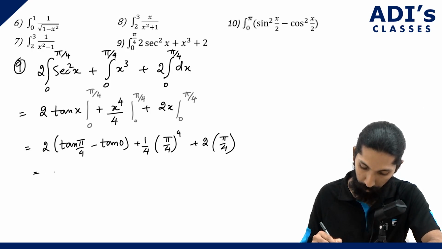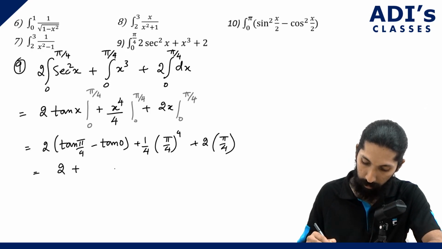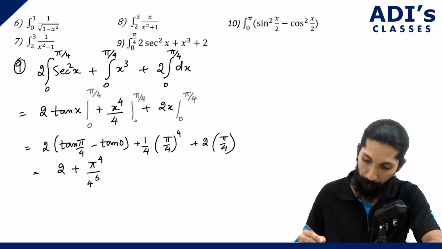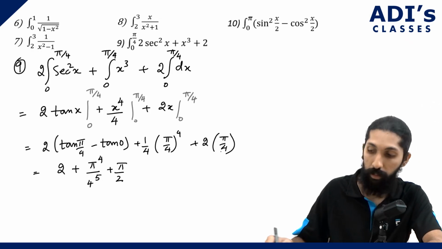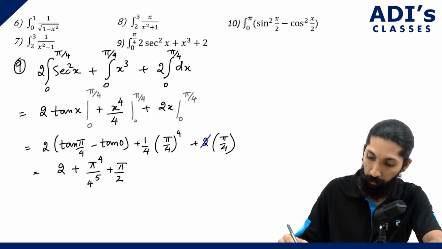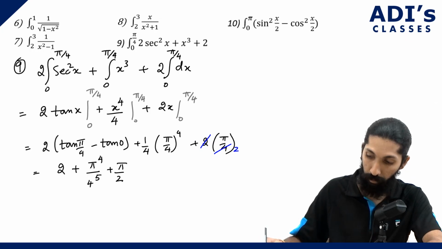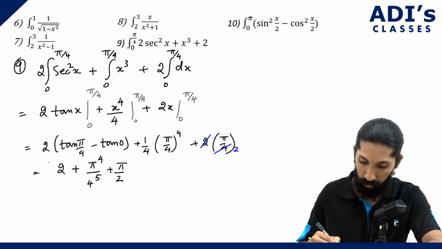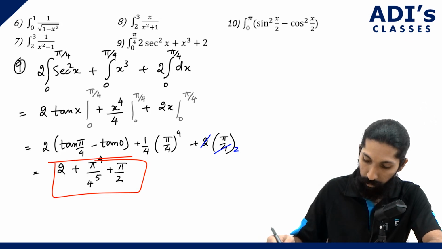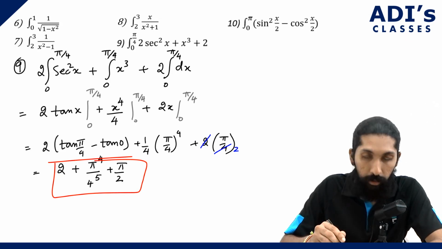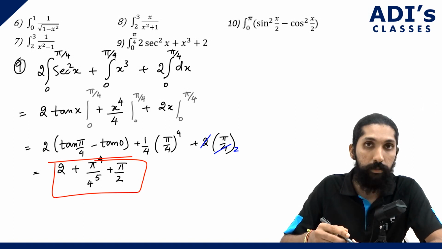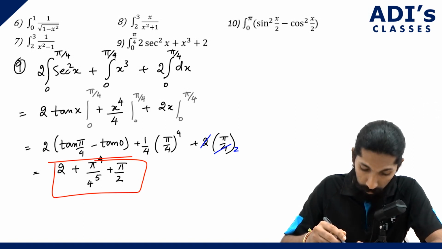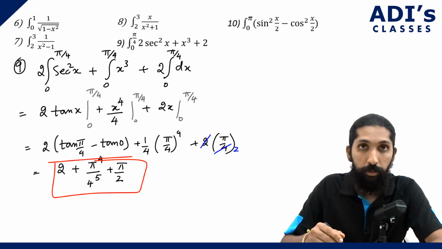So you have 2 plus pi to the power of 4 by 4 power 5 plus pi by 2, because 2 and 4 cancel out here. So the answer for this question is this. It's quite a weird and big answer, but this is the final answer. You don't have to simplify whatsoever. You can just keep it as it is. Fine. So this is the answer for the 9th question.